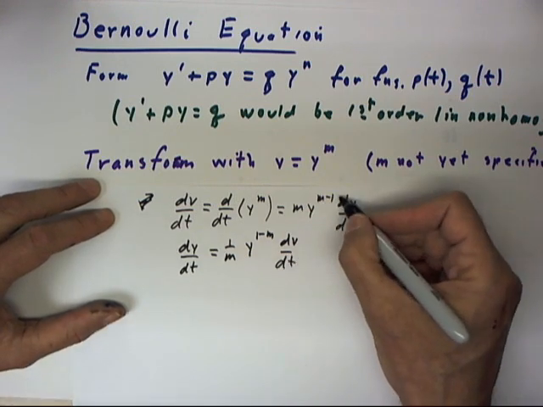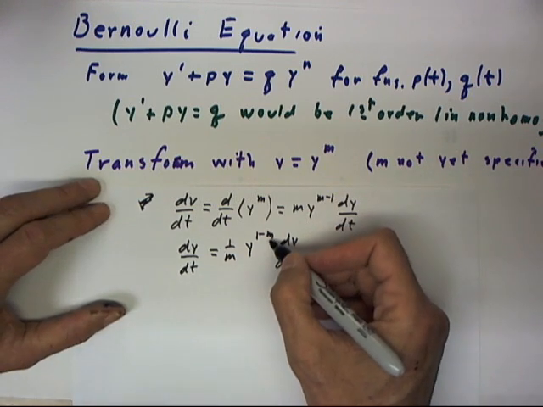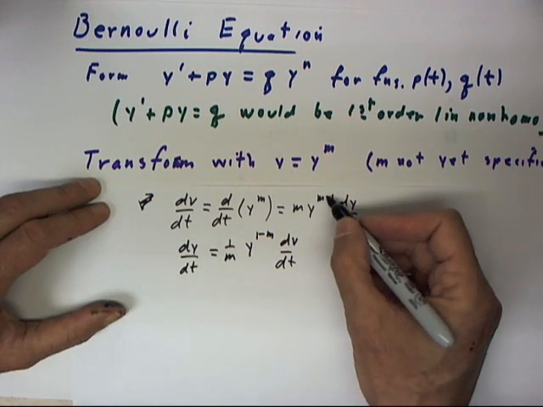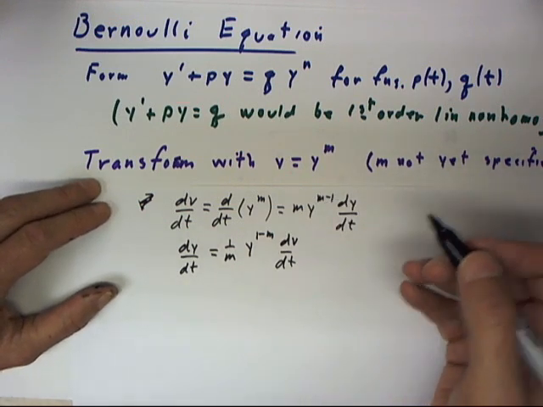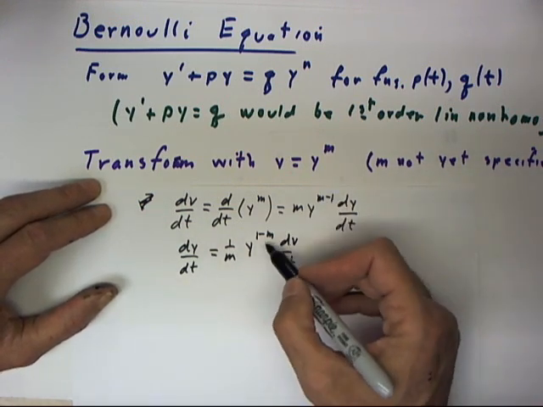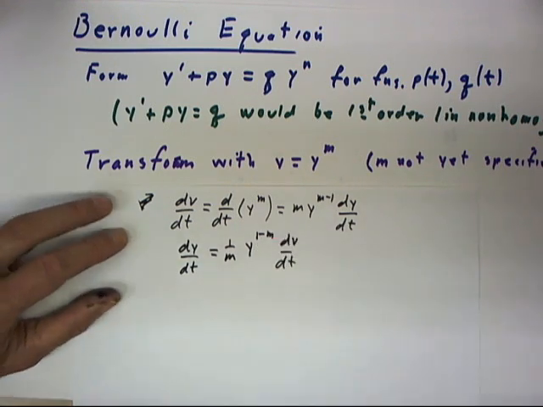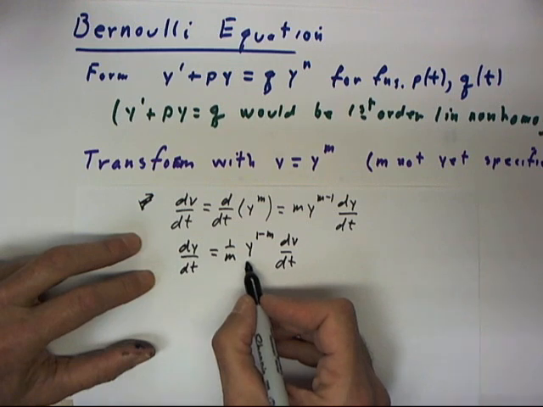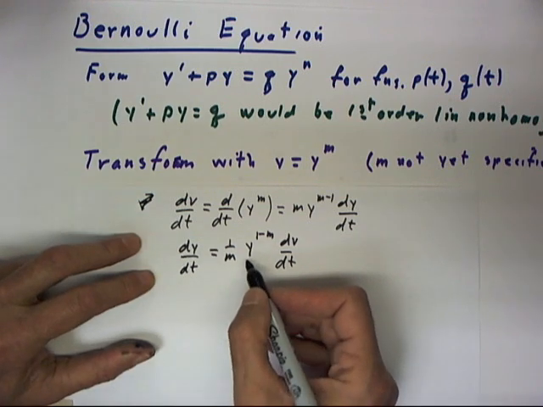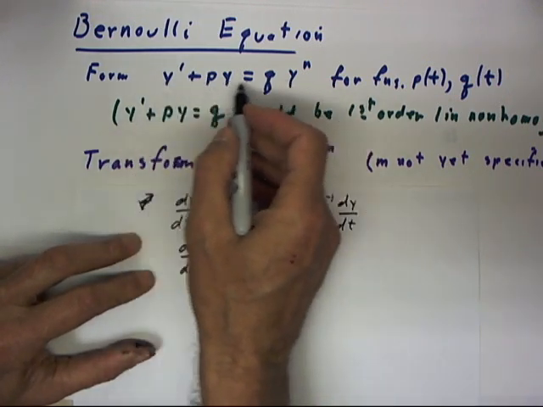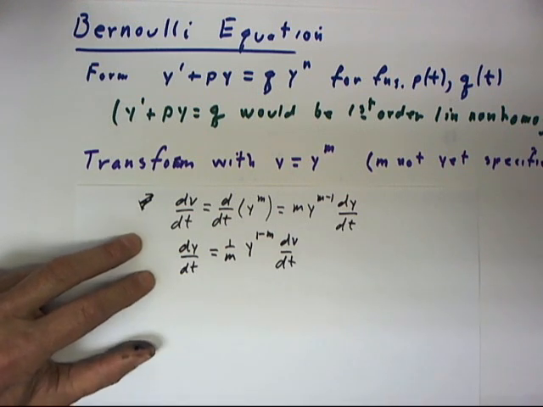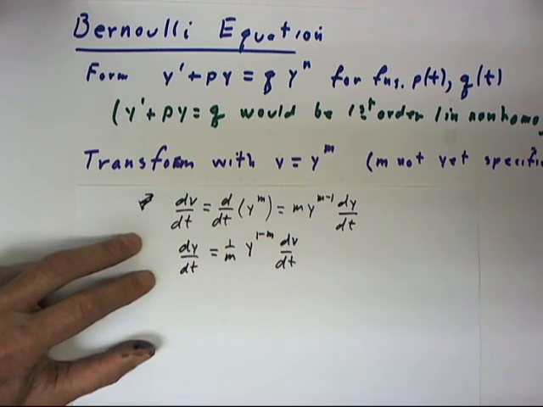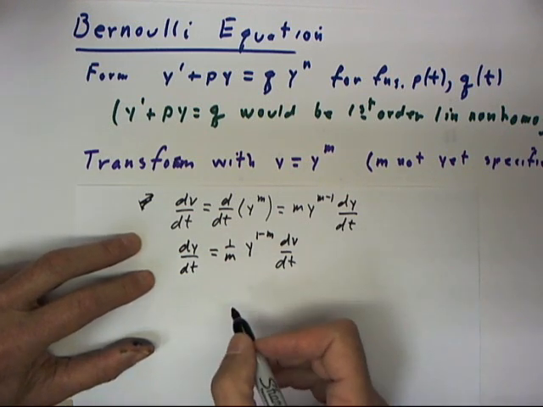The reciprocal of y to the m minus 1 is y to the negative of m minus 1. The reciprocal of y to a power is y to the negative power. And the negative of m minus 1 is 1 minus m. Now dy dt is equal to this, but we still got a y in here. We want to change our variable to v. We want to be able to express this entire equation in terms of v with no y's included. So how are we going to do that?